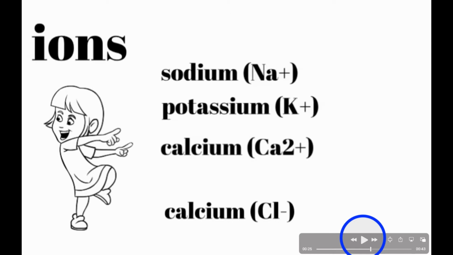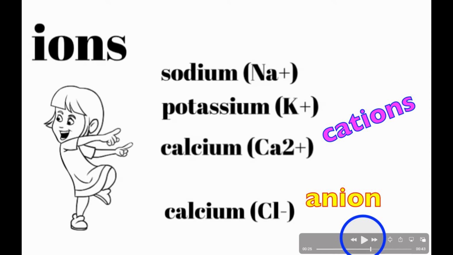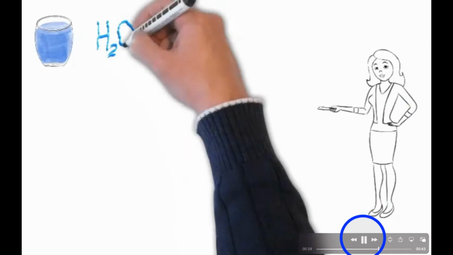Sodium, potassium, and calcium are what are known as cations. They are positively charged ions. Chloride, on the other hand, is an anion. It is a negatively charged ion. So any positively charged ion is a cation. Any negatively charged ion is an anion. And to be clear, we do have molecular anions as well, and we'll look at that.